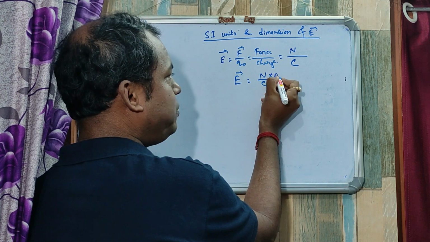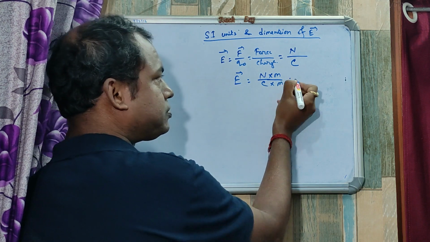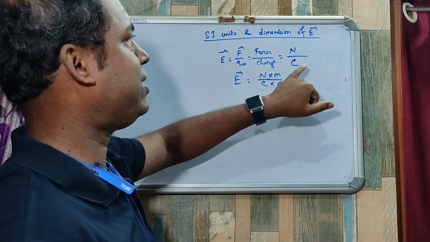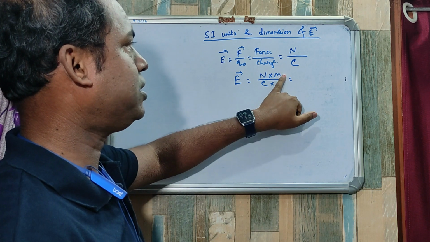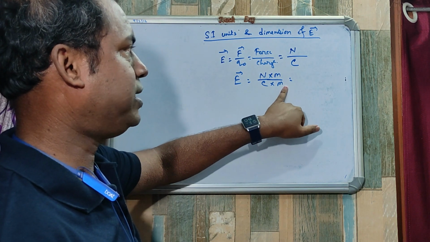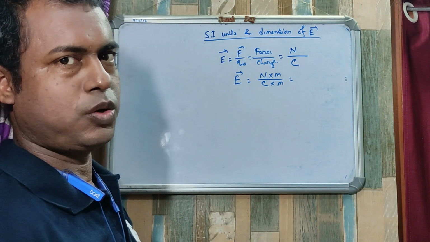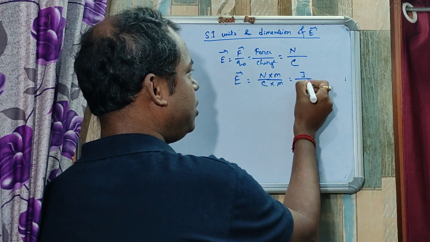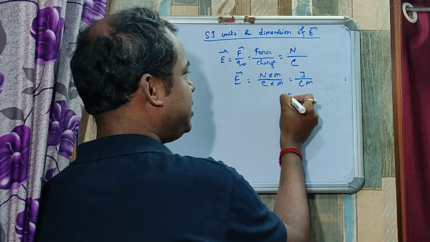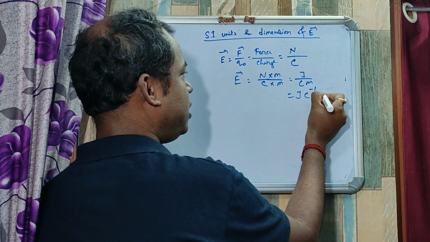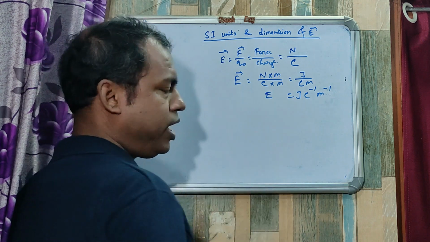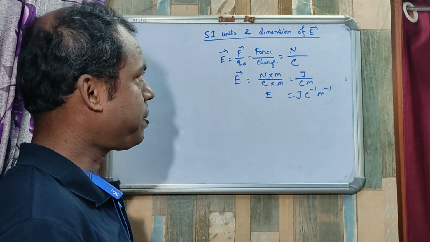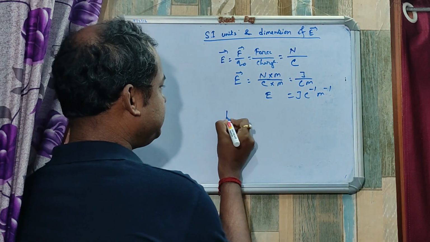Now if I multiply it with meter on both sides, the force is Newton per coulomb, that is Newton into meter over coulomb into meter. What is Newton meter? That is joule. So it equals joule per coulomb per meter, which may be written as joule C to the power minus 1 m to the power minus 1. This one is the main part: joule per coulomb per meter.